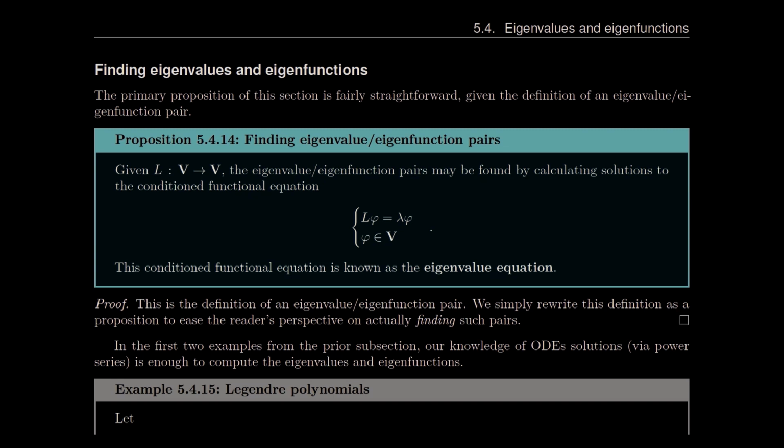We're going to start with this proposition though, which I just call finding eigenvalue eigenfunction pairs. I don't even know if you should call it a proposition. It's really a restatement of the definition, but I do want to make it a clearer statement for you, the viewer, reader of this book, to make it clear that when we try to find these pairs, we are just analyzing the following conditioned functional equation.